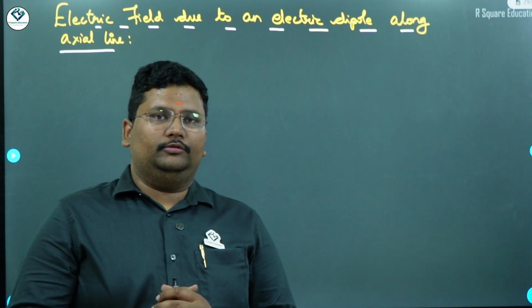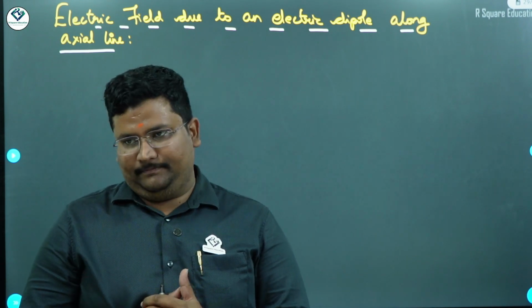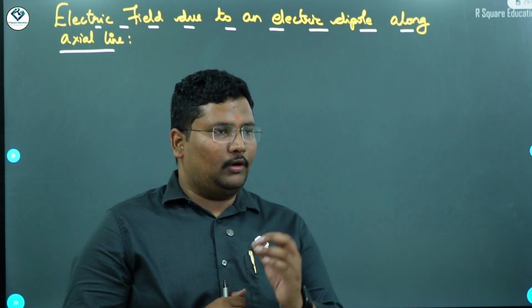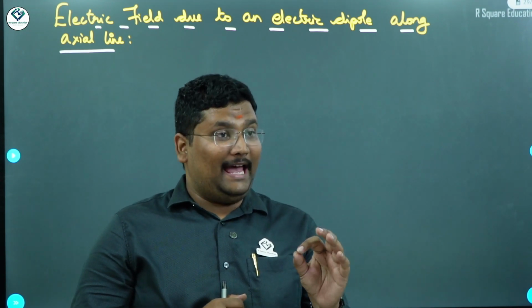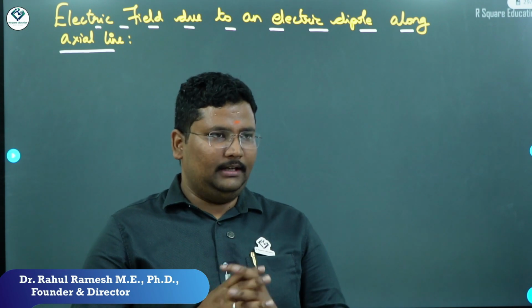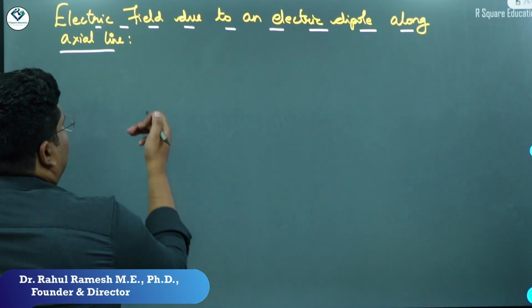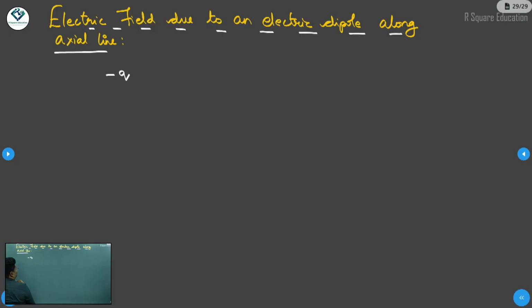Okay, so we are going into a very important derivation. We are going to find out what the electric field due to an electric dipole along the axial line is. What does it mean? Let me figure it out. Basically, you know very well, a dipole is nothing but two equal and opposite charges separated by a small distance, which is going to be 2d.